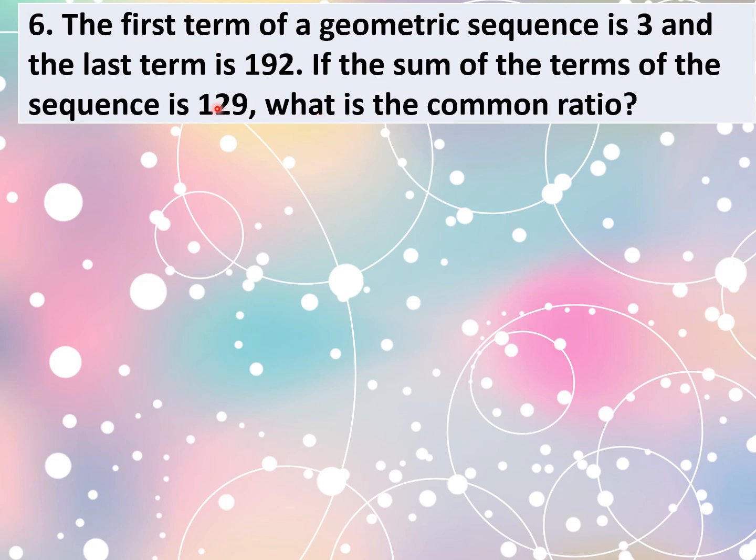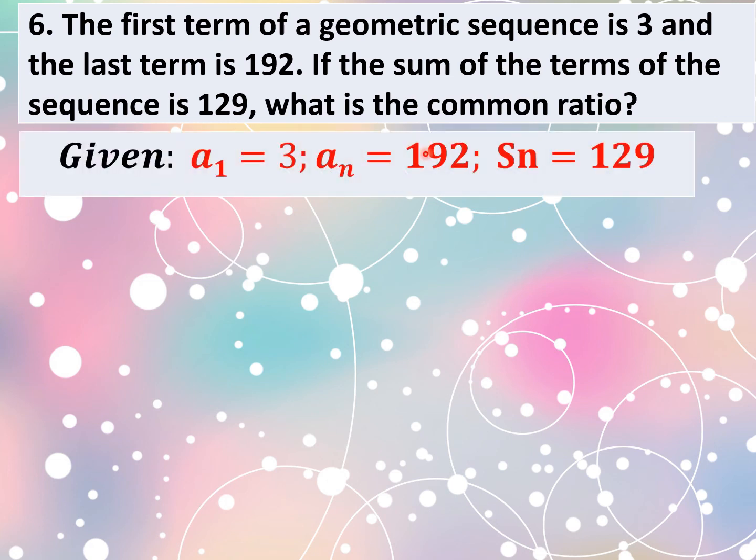Let's have the last example or the 6th example. The first term of a geometric sequence is 3 and the last term is 192. If the sum of the terms of the sequence is 129, what is the common ratio? So this time, ang hinahanap natin ang value ng r. Ang given, ang a sub 1 is 3, ang a sub n natin ay 192 dahil siya daw yung last term. Tapos yung sum of the sequence or yung s sub n natin ay 129. And ang hinahanap natin ay ang common ratio.